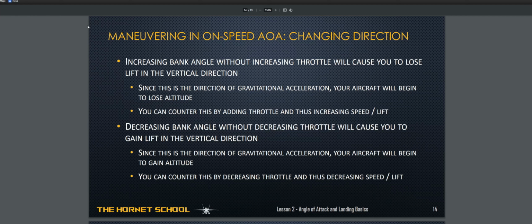Increasing bank angle without increasing throttle will cause you to lose lift in the vertical direction. Since this is the direction of gravitational acceleration, your aircraft will begin to lose altitude. You can counter this by adding throttle and thus increasing speed or lift. Decreasing bank angle without decreasing throttle will cause you to gain lift in the vertical direction. Since it's the direction of gravitational acceleration, your aircraft will begin to gain altitude. You can counter this by decreasing throttle and thus decreasing speed or lift.